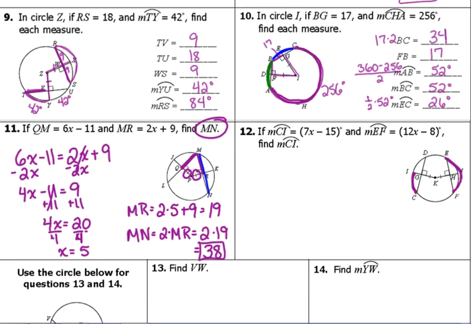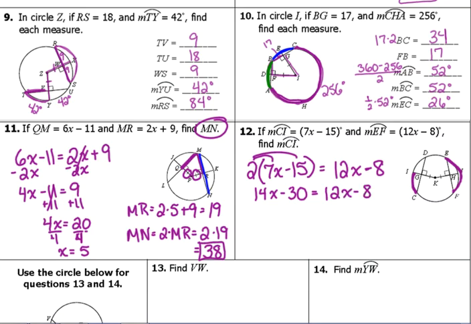So instead of dividing the big one by 2, what can we do to the little one? Multiply it by 2, right? Because 2 times that gives you the whole thing. 2 times CI gives you from C to D. And C to D is equal to E to F. Whole bunch of letters. Okay, we need to distribute the 2. 14x minus 30 is equal to 12x minus 8.